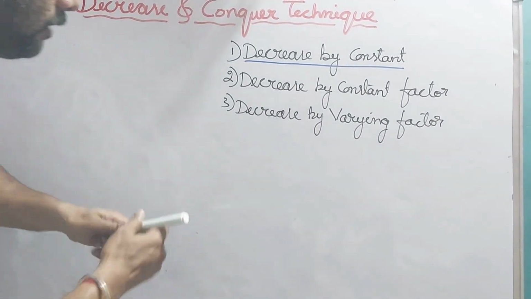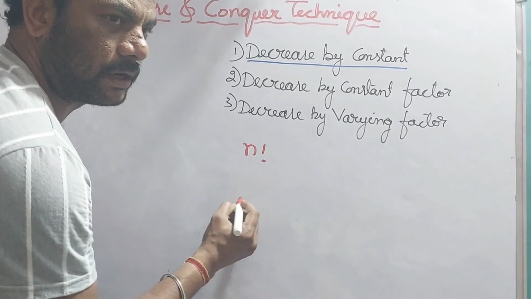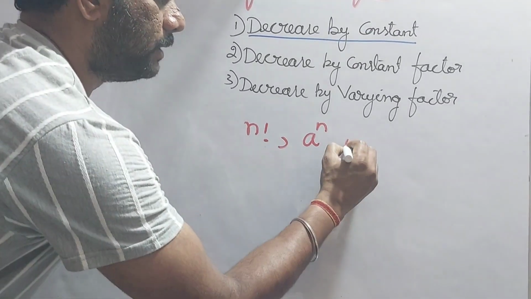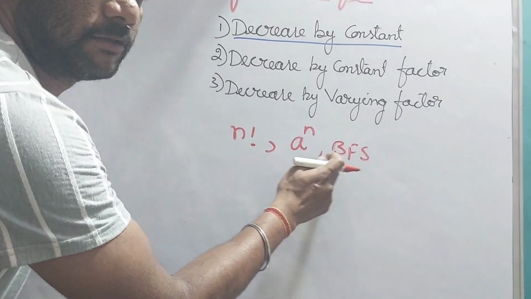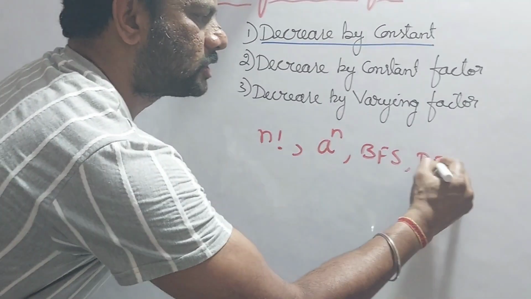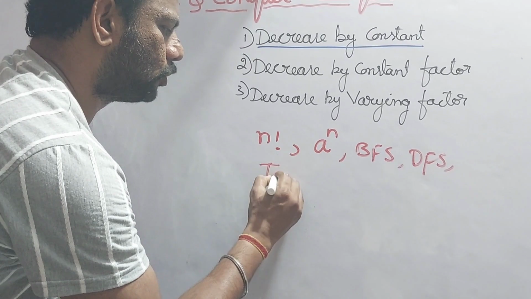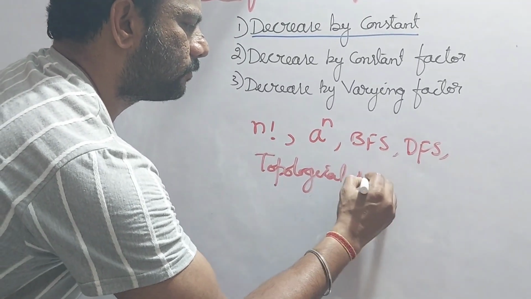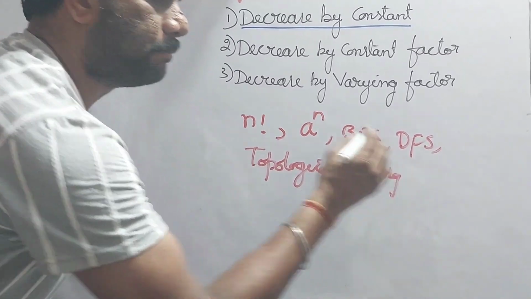The best examples for this are the problems in which we reduce by 1: computing n factorial, computing the exponential a to the power of n, the BFS problem, that is breadth first search, depth first search, topological sorting, and generating permutations.